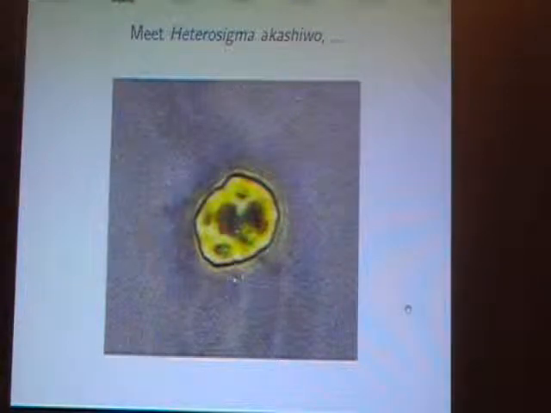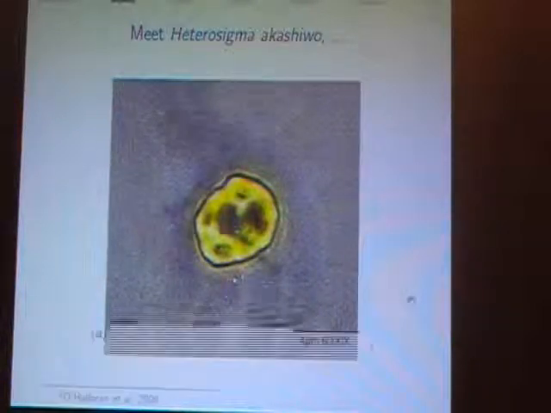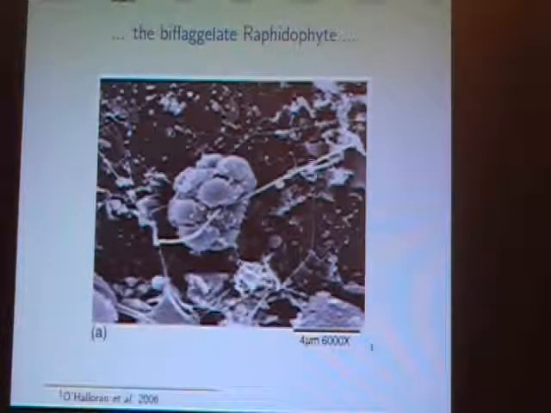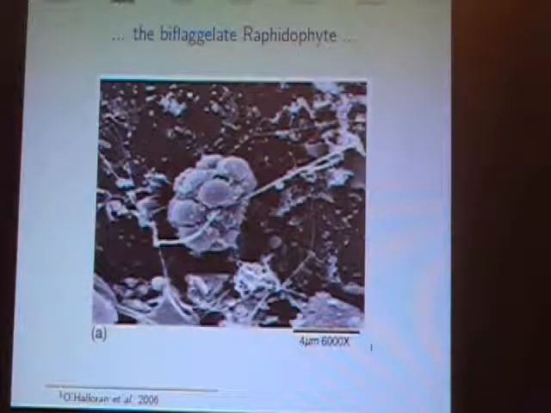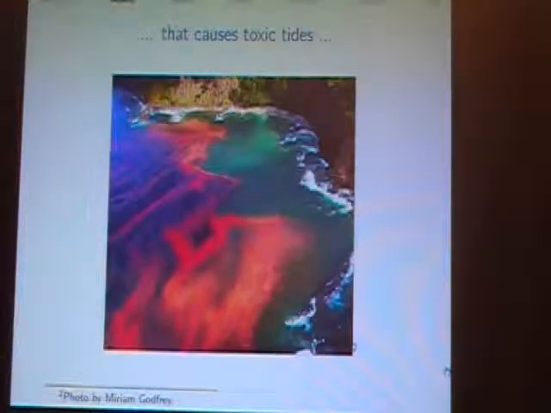So we're going to apply this to this guy. This is Heterosigma akashiwo, an alga, a second-class plant, but it has two flagella, so it makes it an honorary animal. One flagellum, I don't know what it's for. The other one moves it. They're looping. It causes toxic tides. I don't think this is actually a Heterosigma tide; I don't think it's quite so red.